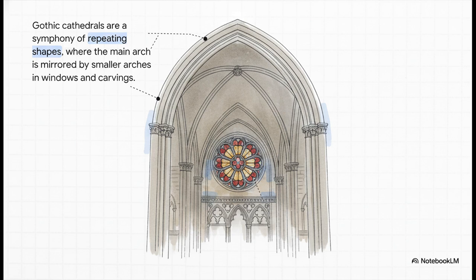And finally, architecture. Picture yourself standing in a giant Gothic cathedral. You look up and see the huge main arch. But then you notice that the windows have smaller, similar arches, and the carvings have even tinier ones. It's this beautiful cascade of repeating shapes that all work together to make the whole building feel like it's soaring.